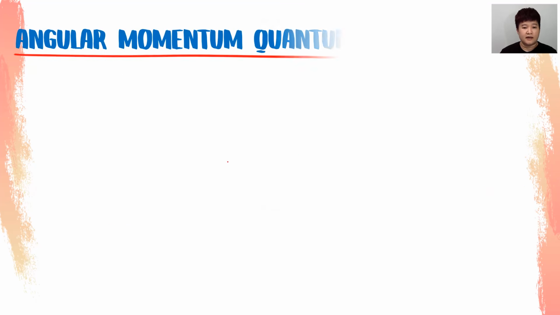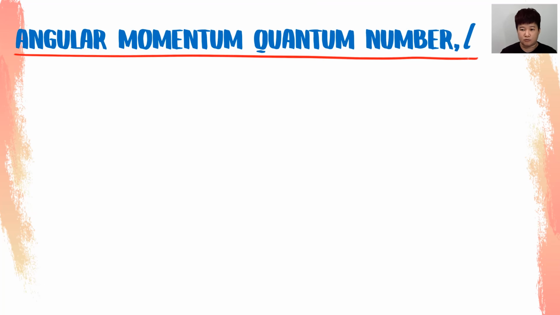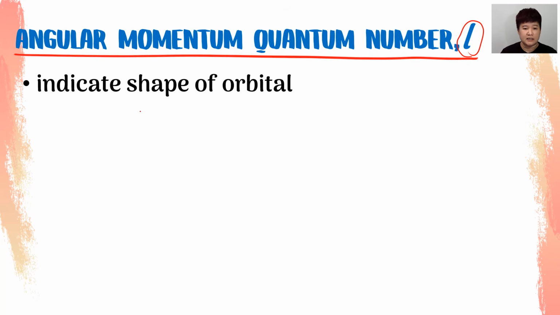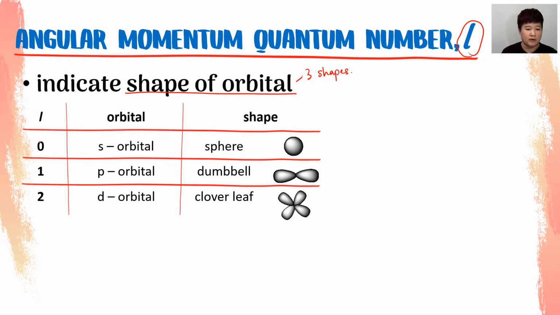Next, we have the angular momentum quantum number, where the symbol is l. So what actually is the angular momentum quantum number? It indicates the shape of the orbital. We have 3 shapes that we are going to learn in our syllabus. First and foremost, when l equals 0, it is an s orbital, where the shape is a sphere. When l is 1, the orbital will be a p orbital, where the shape is a dumbbell. When l is 2, the orbital will be a d orbital, so the shape will be a clover leaf.